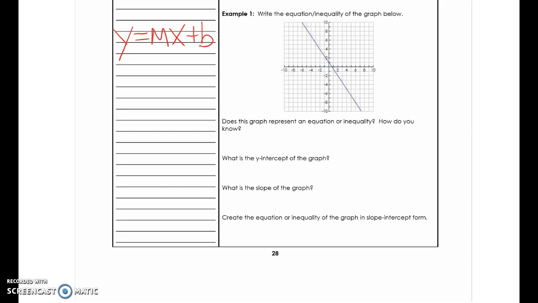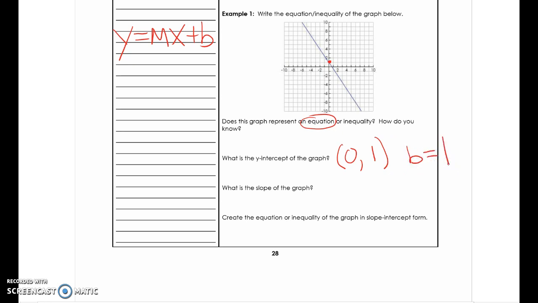So look at example 1. That is a line only, so we know that this graph represents an equation. Start by finding the y-intercept. Where does it cross the y-axis? When x is 0, y is 1. So we know that the b in y equals mx plus b is 1.